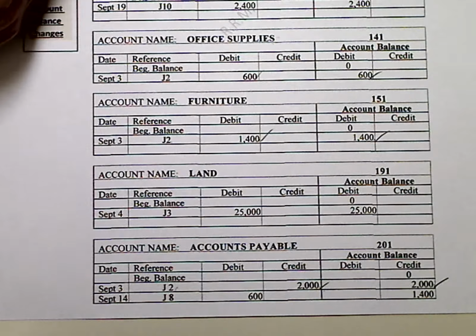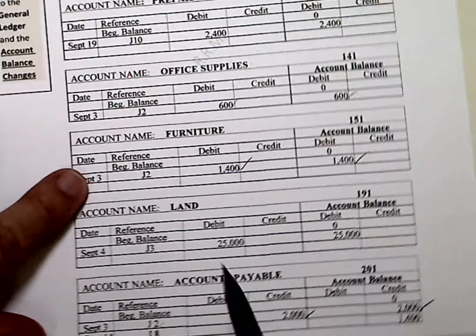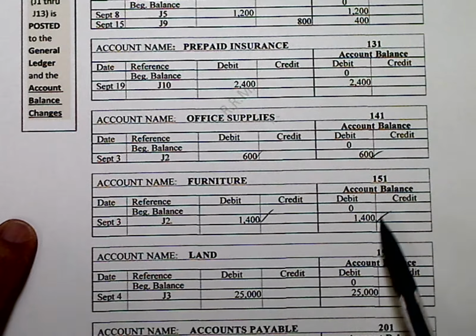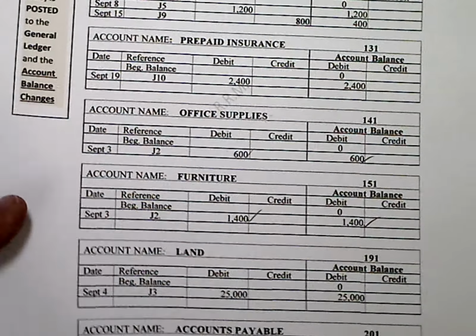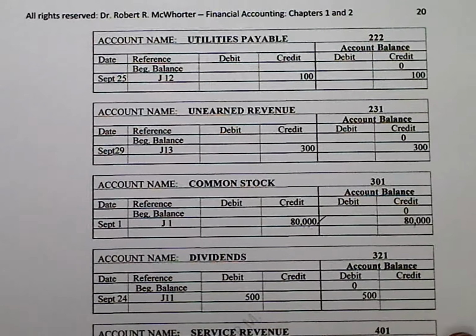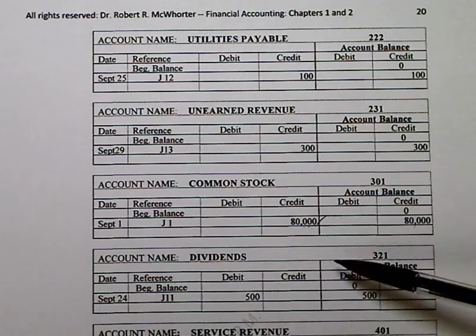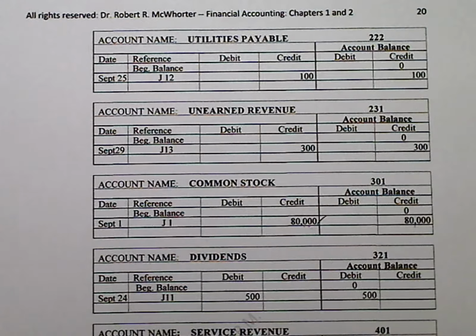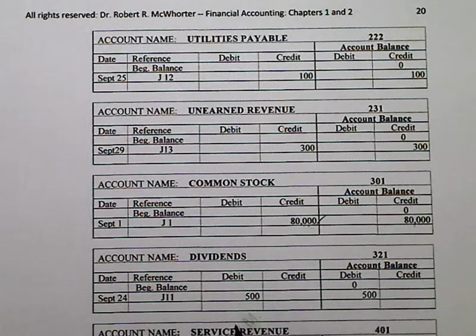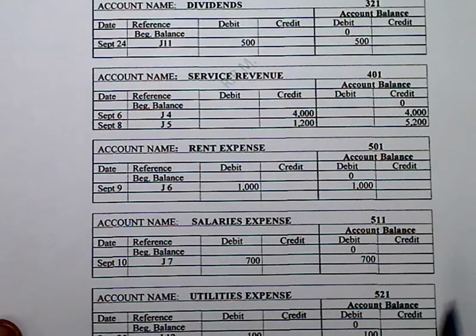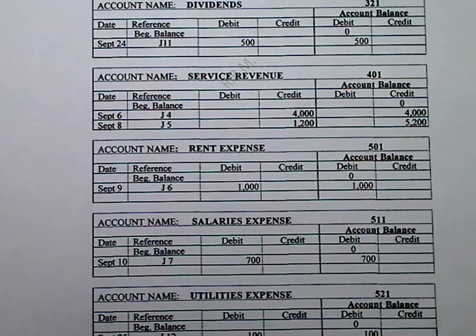The journal entry number is shown, the posting is shown, and the account balance. We do that for each and every one of the journal entries. You should track this through, take a look at it, confirm that each and every one of those journal entries got reflected right over here.